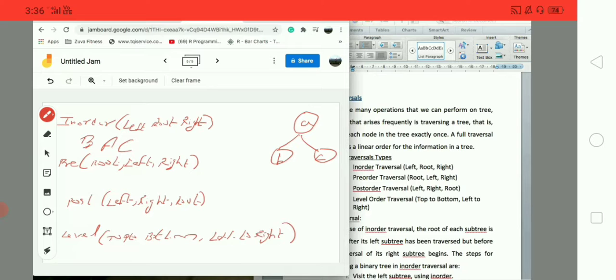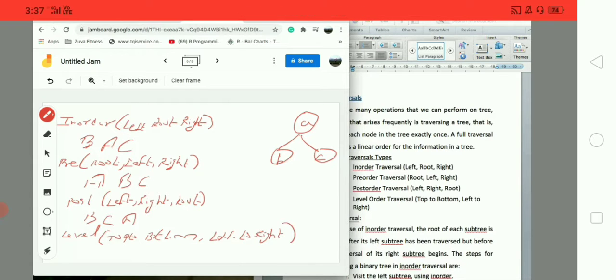So in pre-order, first it visits the root, after that left, after that right. So here root is A. A is the root node, we already know that, and left side node is B and right side node is C. In post-order, first it visits the left, after that right, after that root. So left side B, right side node is C and root node is A. So in this way each node will be visited.